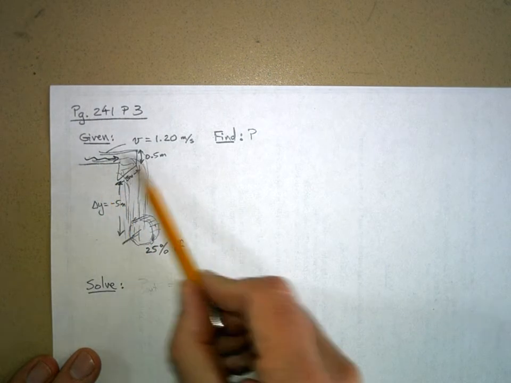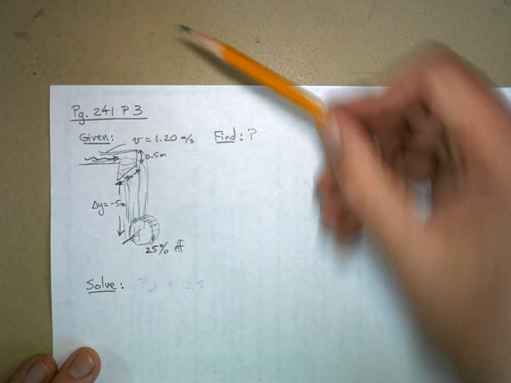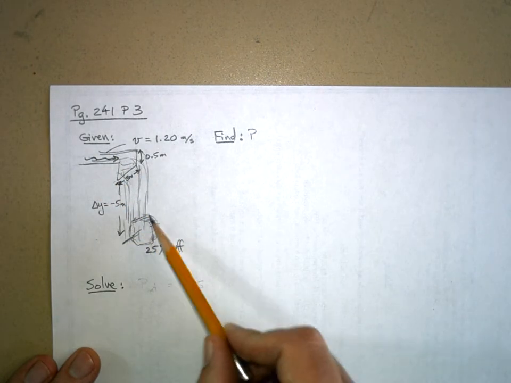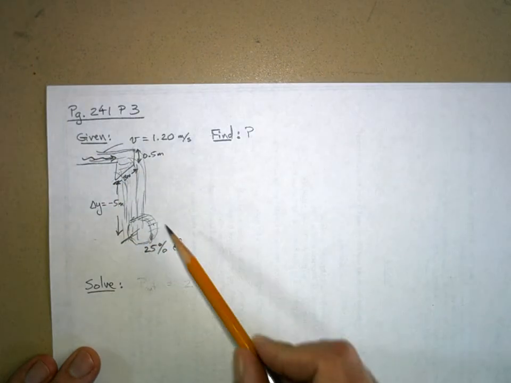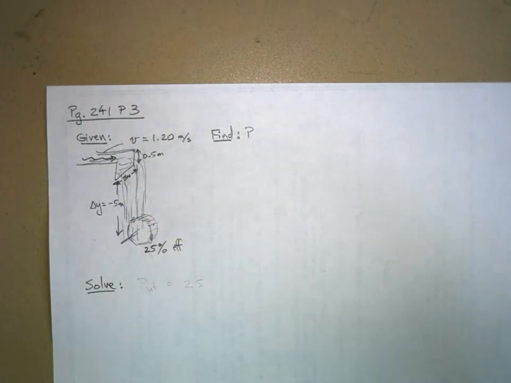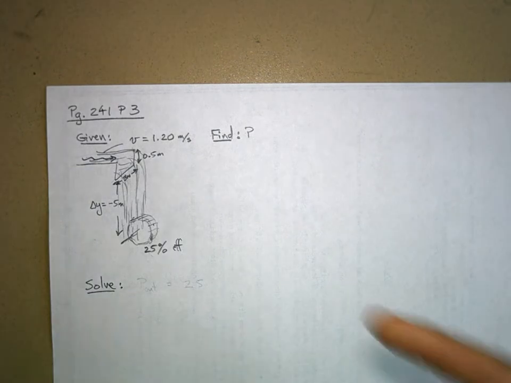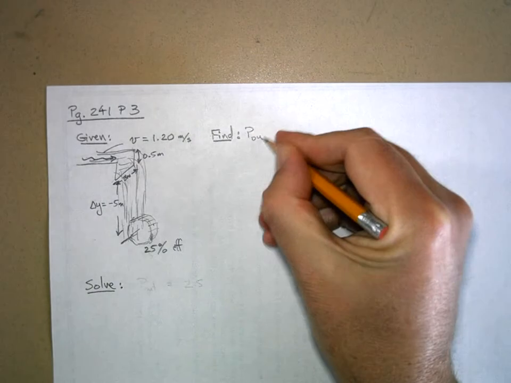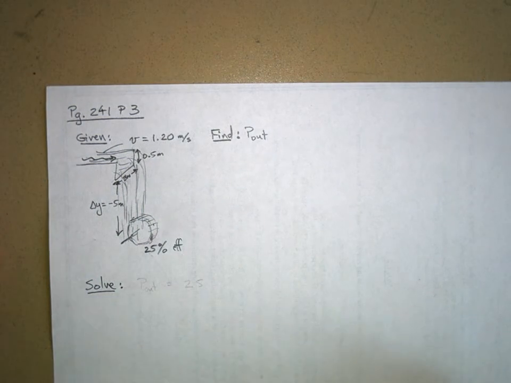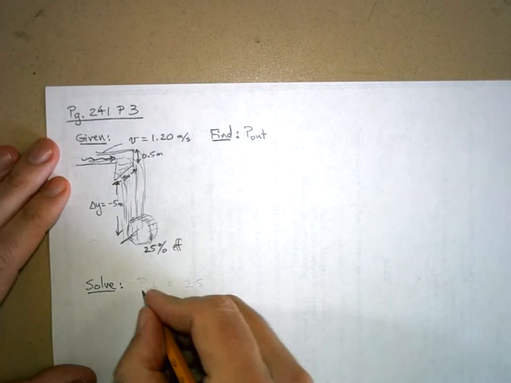Here's our water, and it's 3 meters wide, the stream bank, and then it's 0.5 meters high, and the water's moving at 1.2 meters per second, and it's going over the falls, spinning a turbine, generating power with 25% efficiency, and the water drops a height of 5 meters. So we want to know what's the power output, P out, for this generator. All right, well, let's solve it.